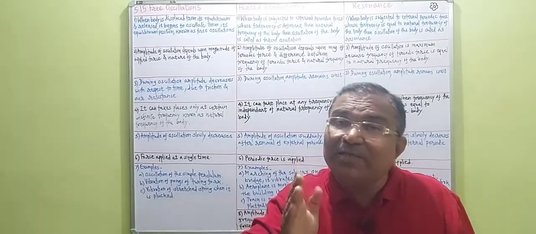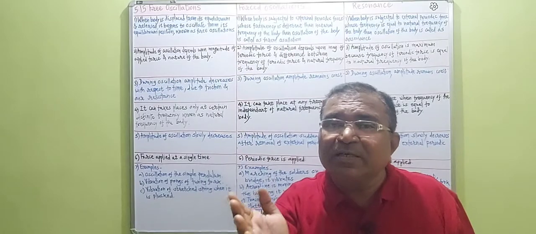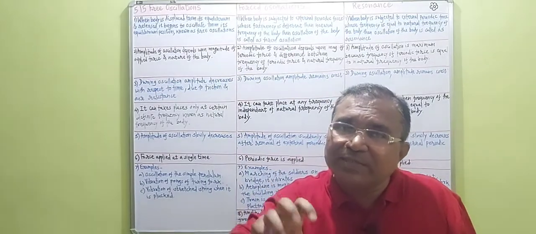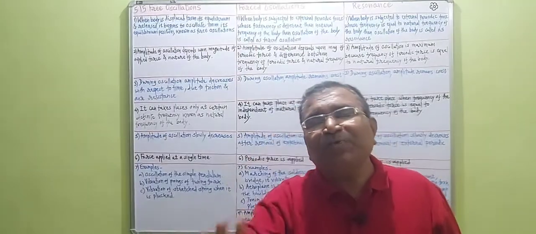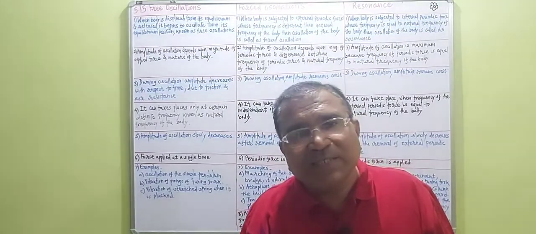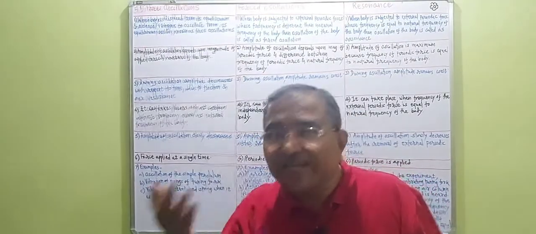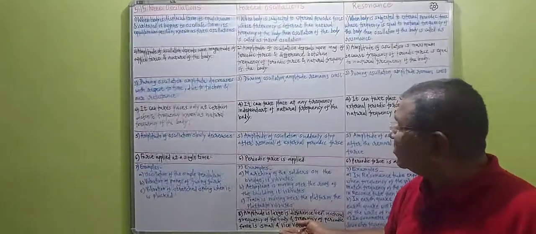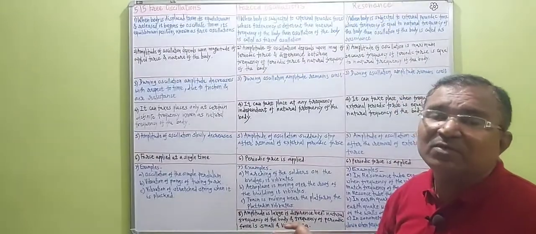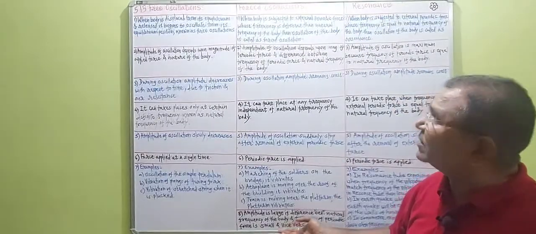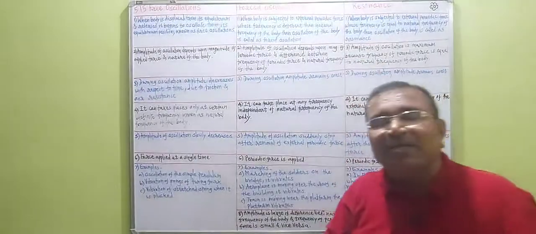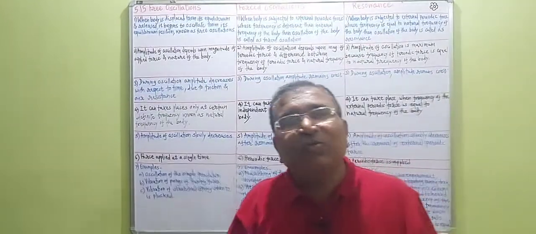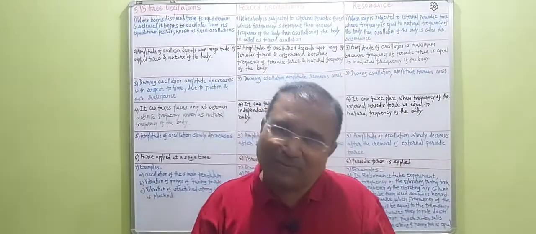If the difference between the natural frequency of the body and the frequency of the periodic force is less, the amplitude of forced oscillation is large, and vice versa. So this is the most important sentence as long as MCQs are concerned. And then the last oscillation we want to discuss, that is resonance.